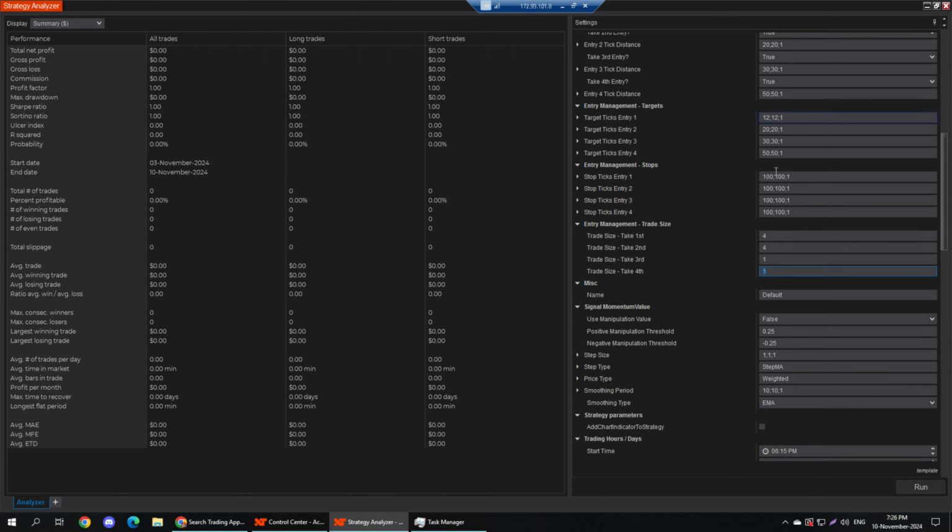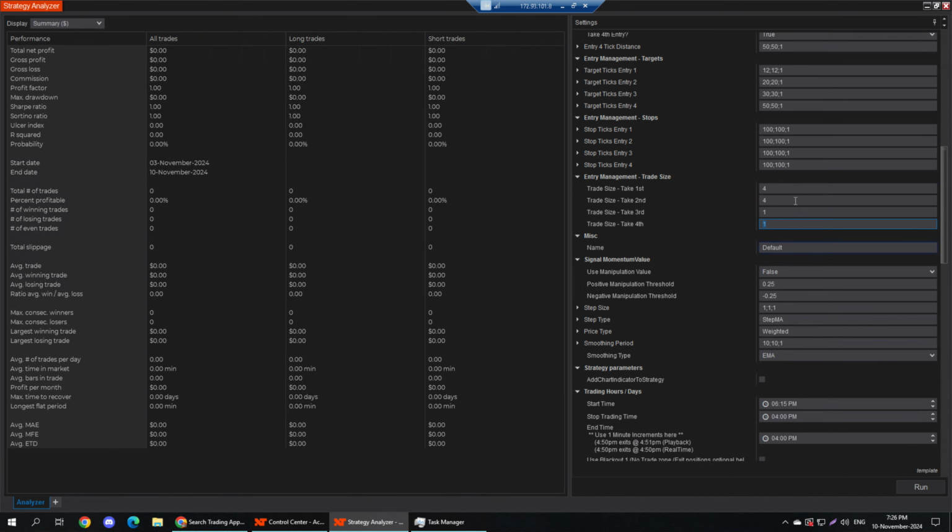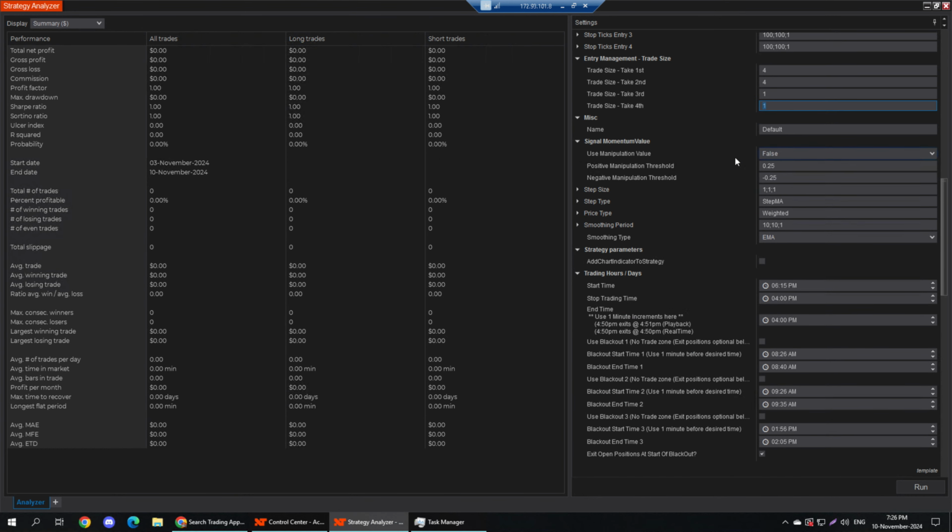And then you're obviously able to select your stops and targets like we've discussed. This manipulation value, we're not using this at the moment just because it's not giving us the best results. It definitely filters our trades a lot more, but it's not really a huge benefit in this strategy so far. It might work on certain bar sizes, but for the moment, I'm leaving this false.